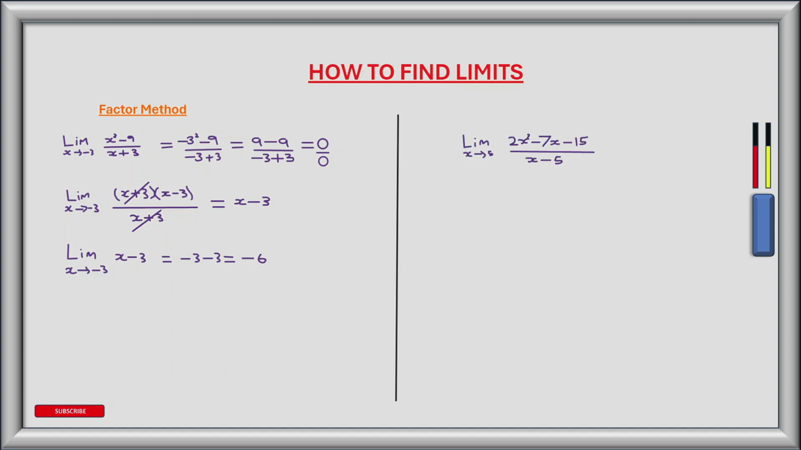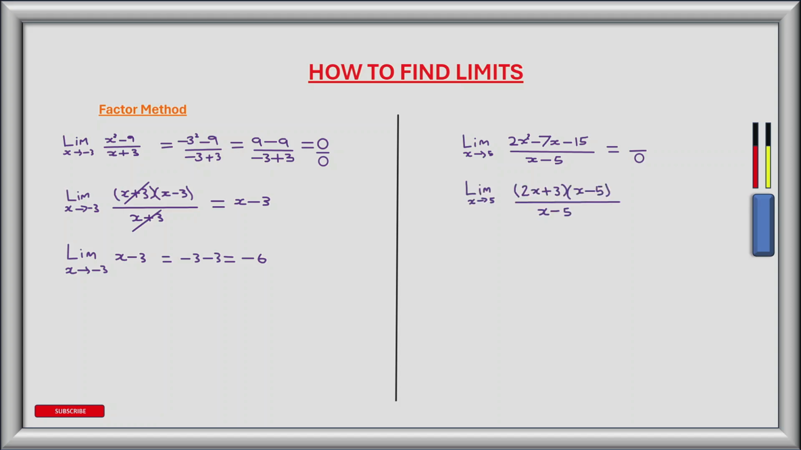So now let's look at another example of where we can use the factor method. Let's try and find the limit as x tends to 5 of 2x squared minus 7x minus 15 divided by x minus 5. Before we do that, we need to check that we can't use the substitution method. As you can see, if we plug x equals 5 into the denominator, we get 5 minus 5, which is a division by 0 and therefore undefined. So we can't use the substitution method in this case.